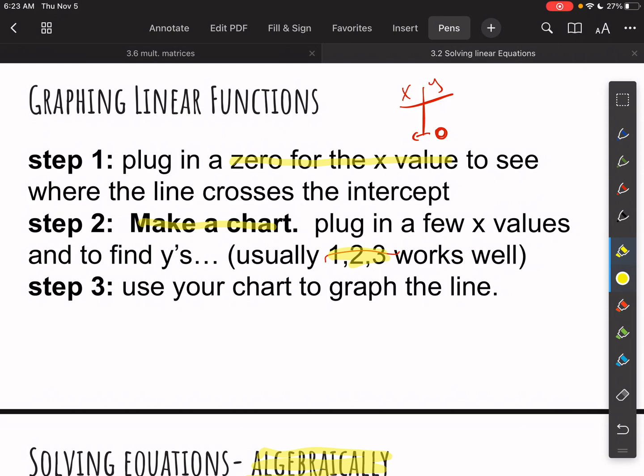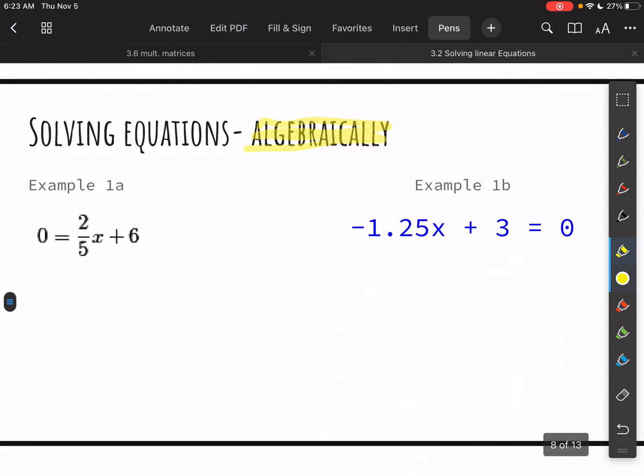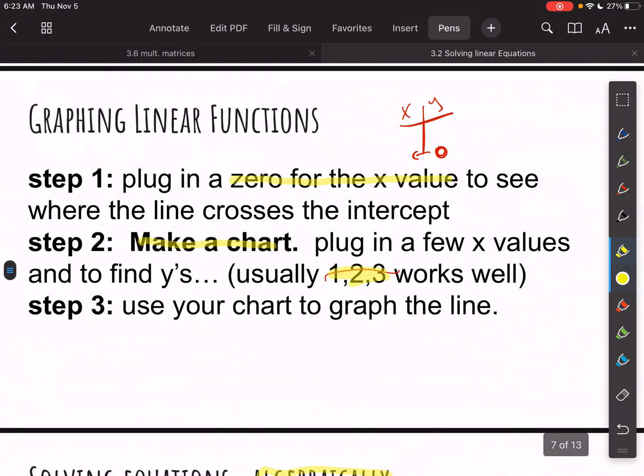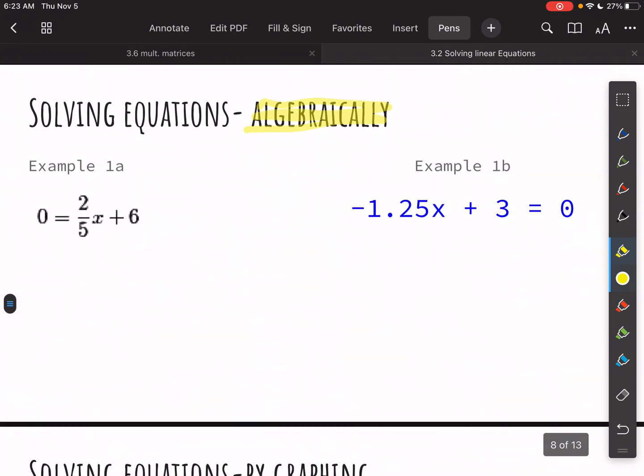And then step 3, we're going to use the chart to graph the line. Okay. So we're going to come back to this because this is the steps to graphing. What I want to show you now is how to solve things algebraically.